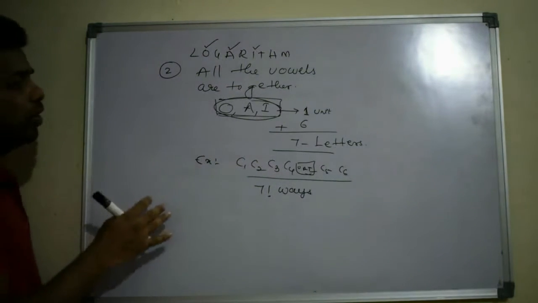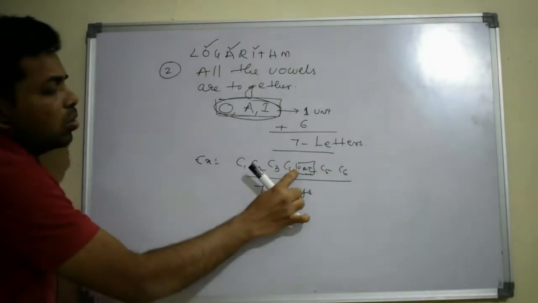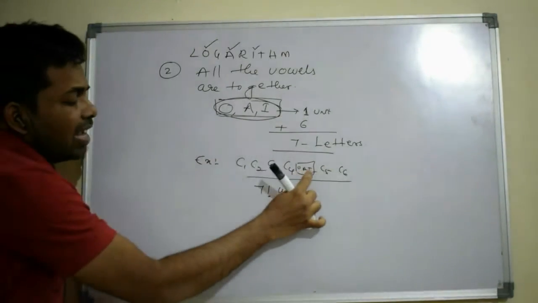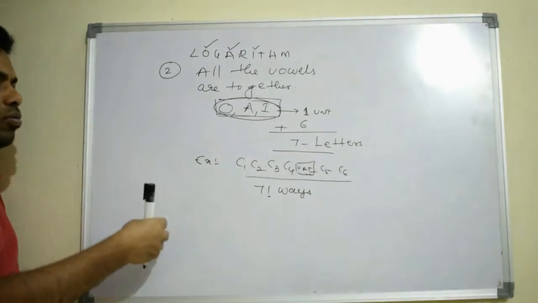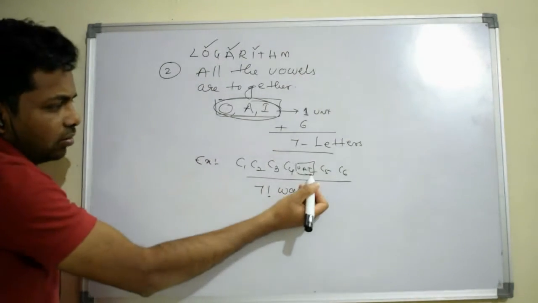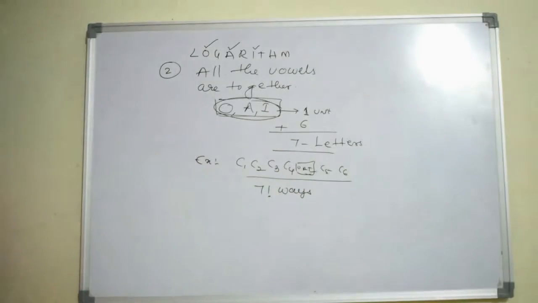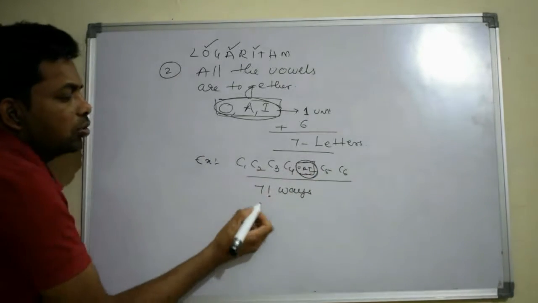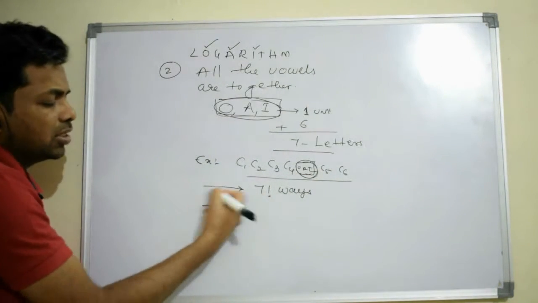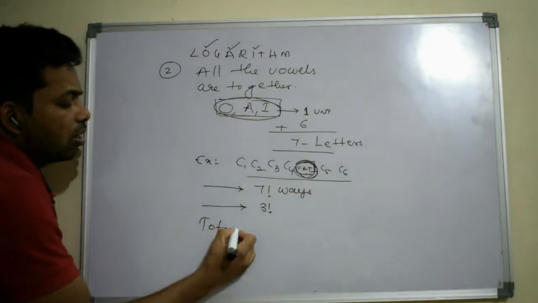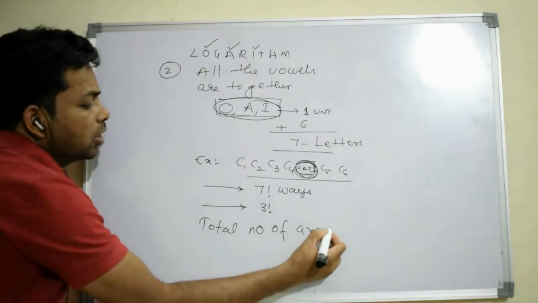So next what? Is it over? No, because the condition is O, A, I should be together. But what is the order? It is not given in the data. So you can shuffle O, A, I among themselves, like O, A, I or I, O, A or O, I, A. How many ways can we arrange them? 3 places, 3 letters, 3 factorial ways. So 7 factorial, one job is done. The second job is arranging themselves, which can be done in 3 factorial ways.